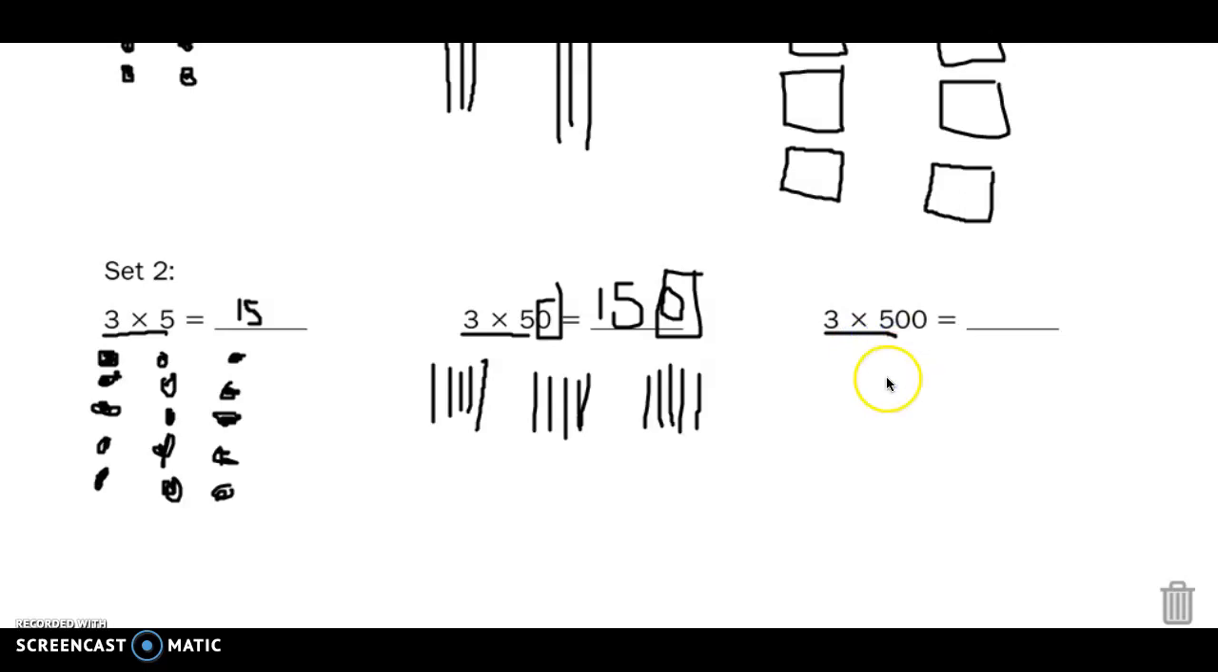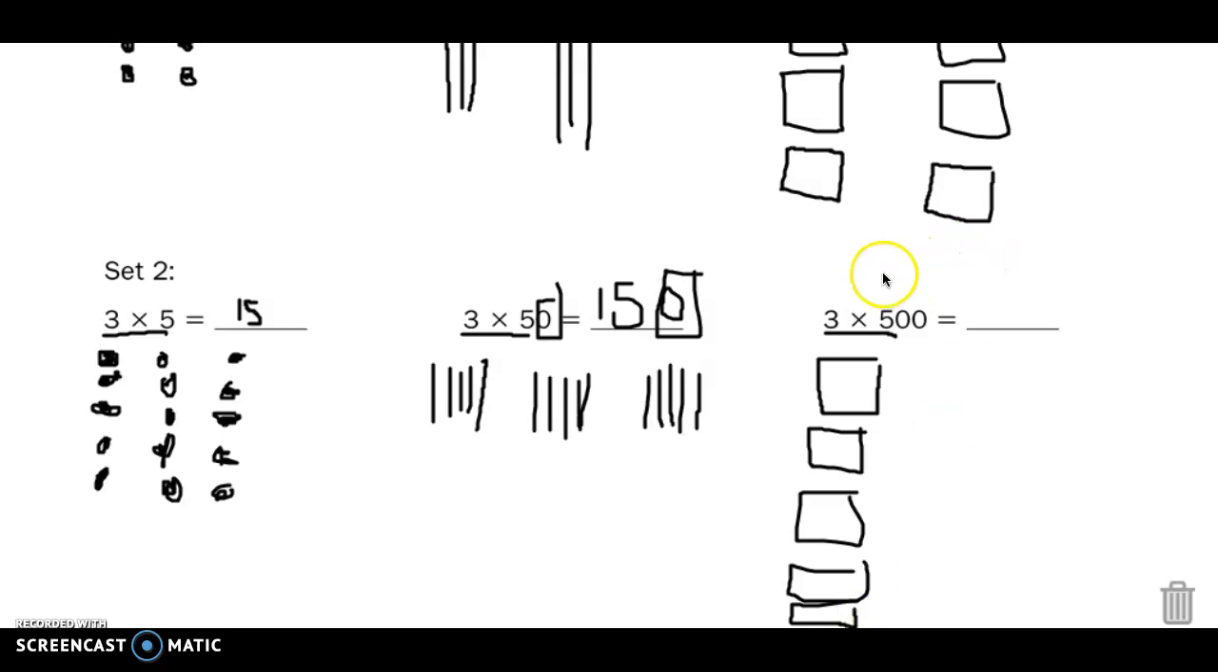Okay. So let's draw 5 groups of 100s, right? Because 500 is like 5 100s. 1, 2, 3, 4. Oops, and then I got to sneak the last one in. 5. You're drawing this too. Okay, can I stop there? Well, you know what? That was only 5 100s, so 100, 200, 300, 400, 500. This was only one row of 500, but I need 3 rows.